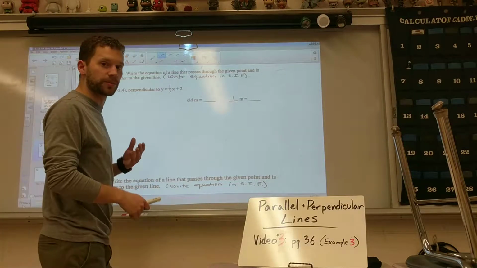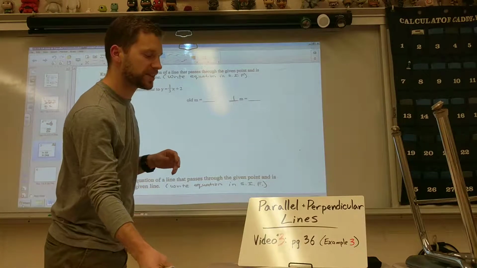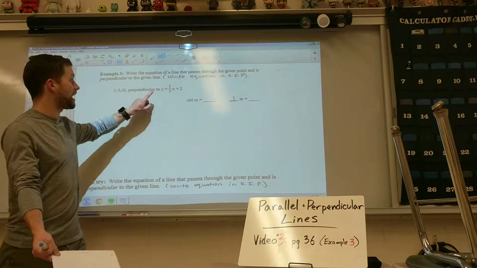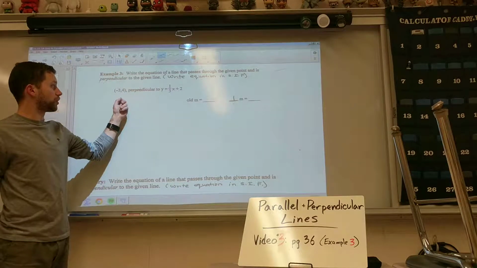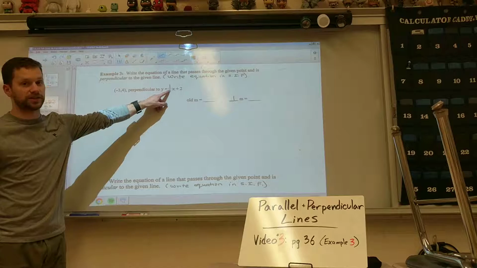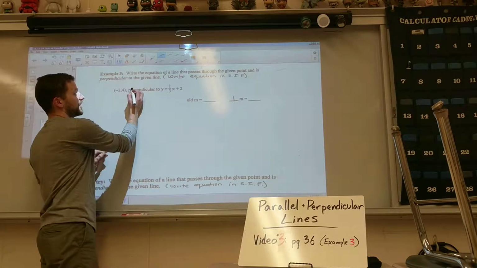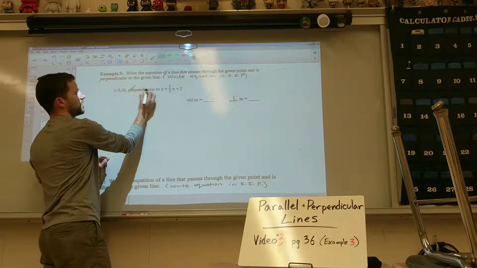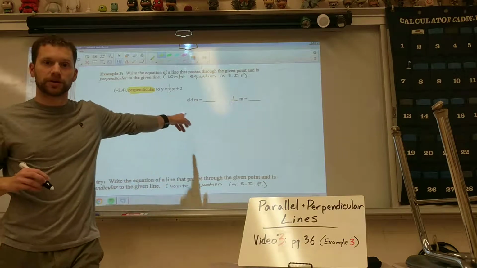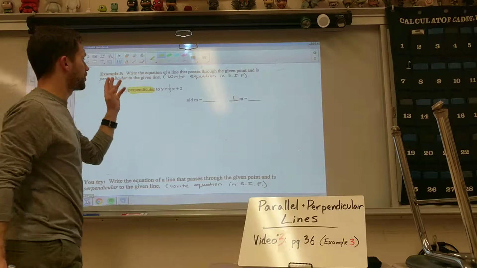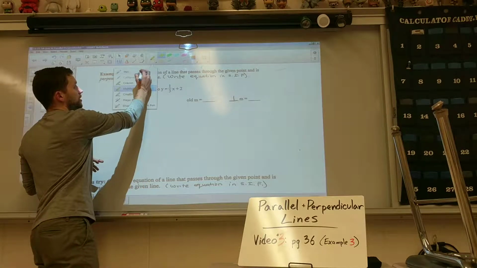All right, so in this problem, we're going to do something similar to last time, but instead of writing an equation that's parallel to this one going through this point, we're going to do it so that it's perpendicular to this equation going through this point. So first thing I like to do is highlight or circle what it's asking for. So it's asking for perpendicular here so that you can remember what we have to do.